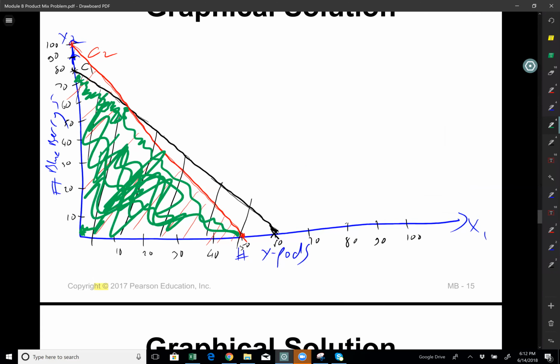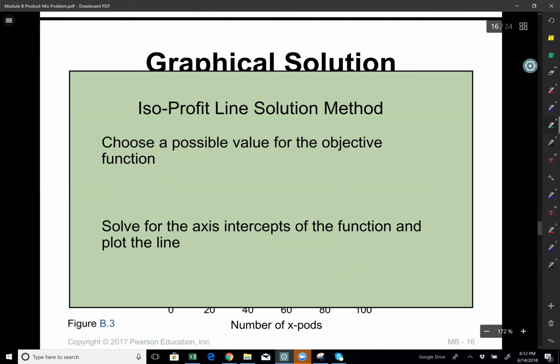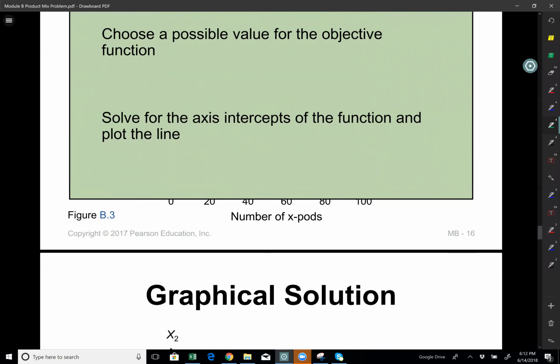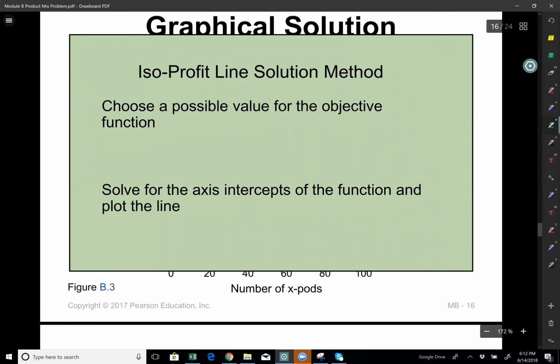Let's go to the next slide. So I can show you now the ISO profit line.